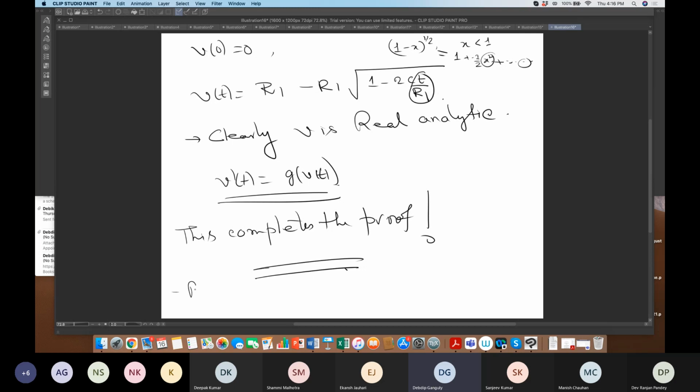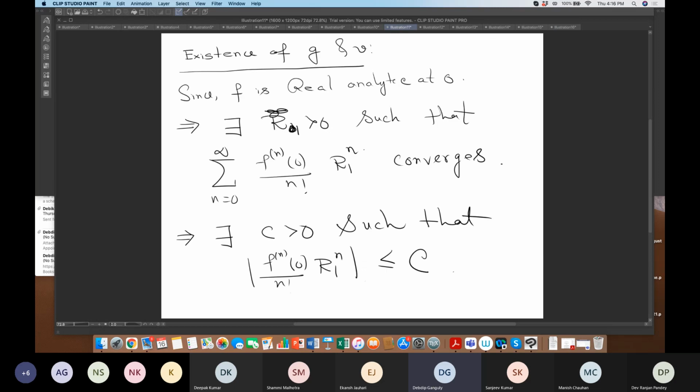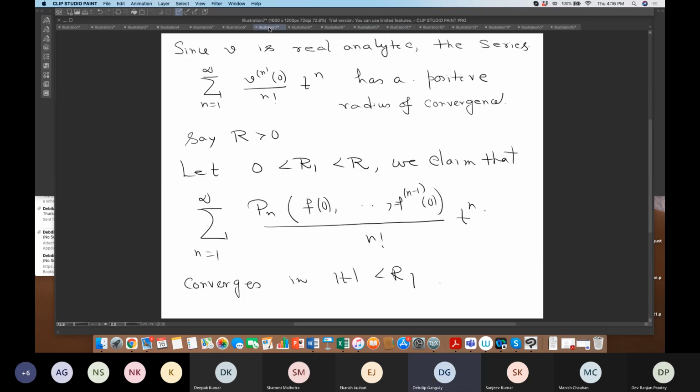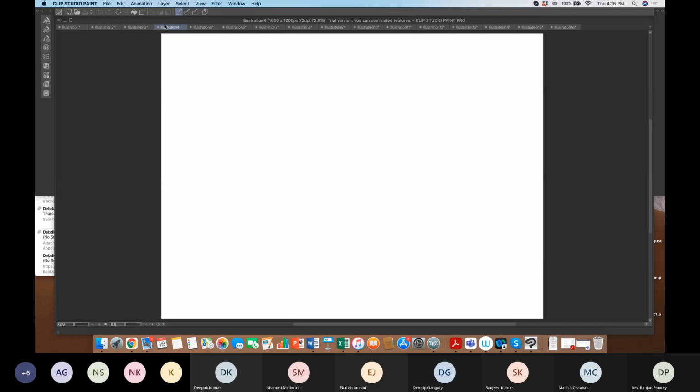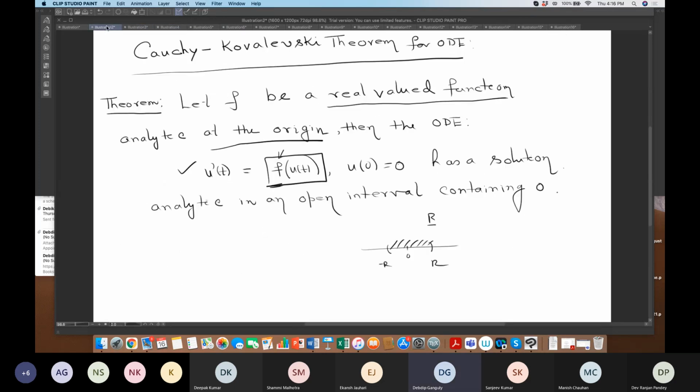So the next question is a remark. Why is there a unique real analytic solution? So what is the statement? I can add uniqueness. So I can say that if the real valued function is analytic at the origin, then the ODE U prime t has a unique real analytic solution in an open interval containing the origin locally. Why is there a locally unique real analytic solution? Why?